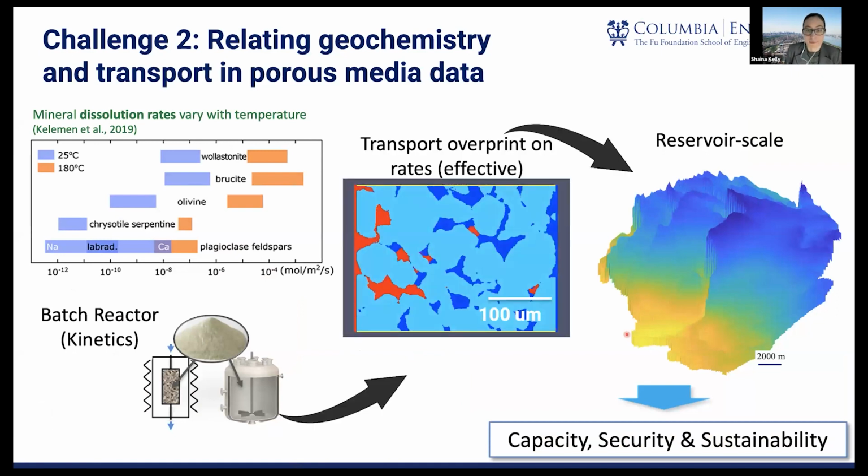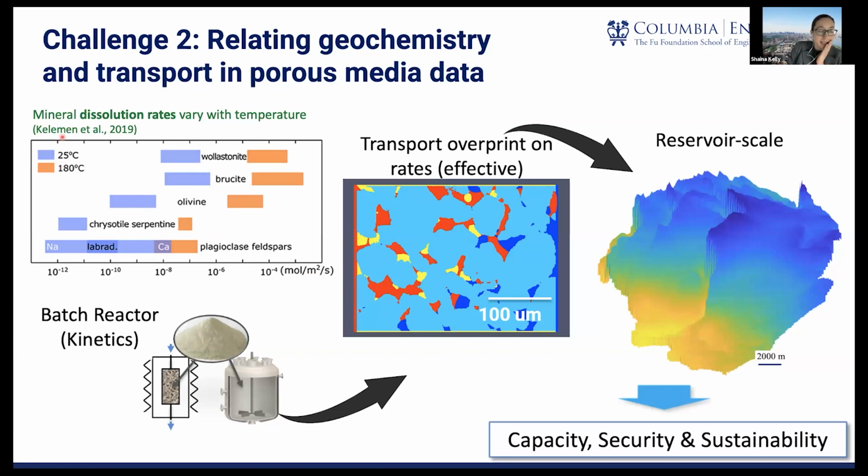Essentially, my team, as well as many others, there are a lot of great people working in this space, are looking at the overprint of transport on some of these geochemical rates, and you can call that effective, if you will. And here's just an image from a slice from one of Tianzhao's simulations, showing how, when you have two phases and a precipitant, in this case the precipitant is yellow in most of the simulations, I think, so hopefully that's consistent throughout the presentation, and how that changes with time.